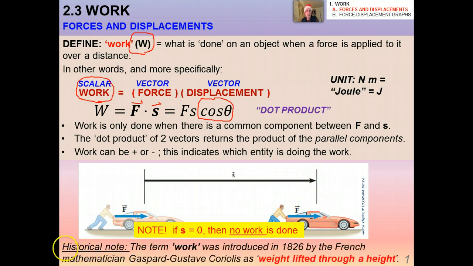All right. A little historical note for you. This is actually going to end up to be pretty important for us later when we talk about gravitational potential energy. The term work was introduced in 1826 by a French mathematician Coriolis as the weight lifted through a height, okay? That will be very important later, okay?